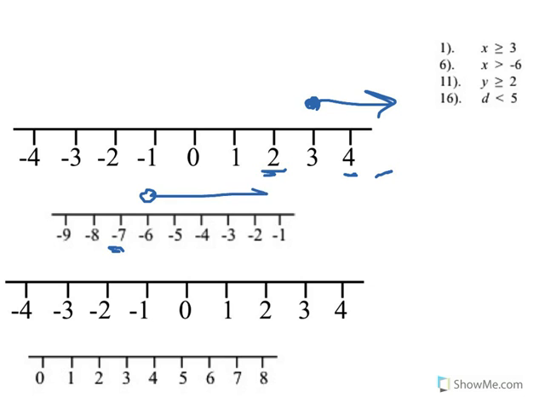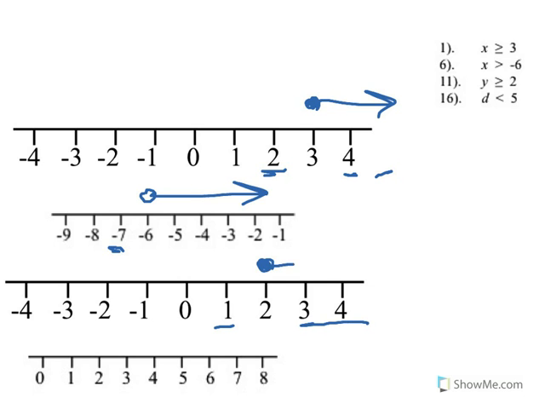Question 11. y is greater than or equal to 2. So I need a circle above 2, but it's equal to, so I need to shade it in. And y has to be more than or equal to 2. So what numbers would work? Well, 1 wouldn't, because that's less than 2. So I need 3, 4, and so on. I need it pointing that way.